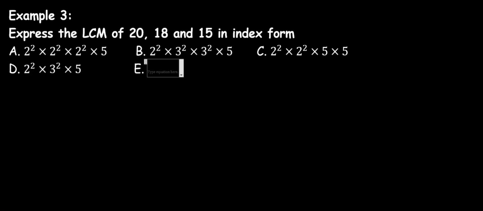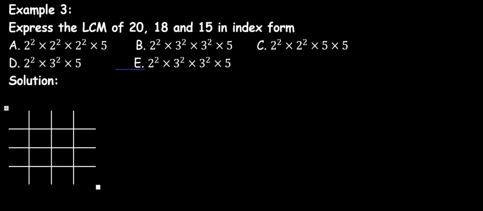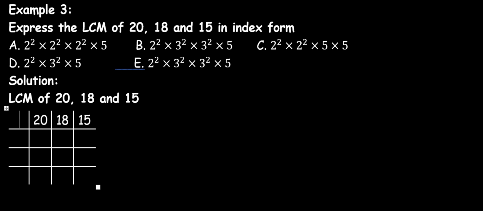E, 2 raised to power 2 times 3 raised to power 2 times 3 raised to power 2 times 5. Solution. Let's rule our little table. We're looking for the LCM of 20, 18, and 15. The lowest prime factor we can divide by is 2, starting with 2.